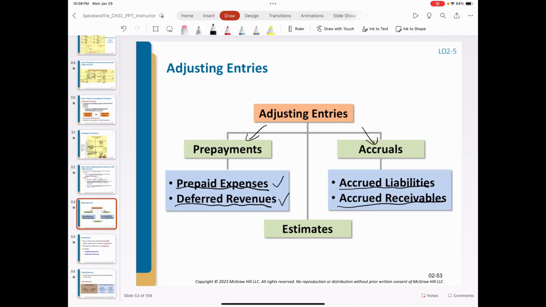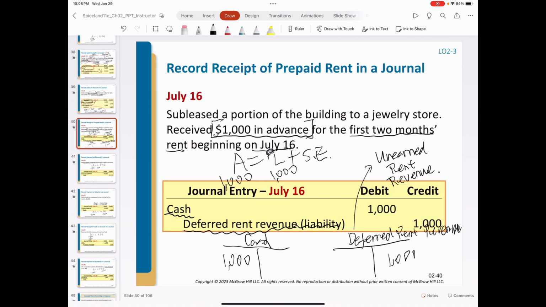And deferred revenue is a prepayment from the customer. When the customer prepaid, the company does not recognize revenue, even though it is a cash receipt from the customer. And this is recorded as deferred revenue, which is recorded as a liability. Here, prepaid expense is an asset, deferred revenue is a liability. The example is on this slide, July 16th.